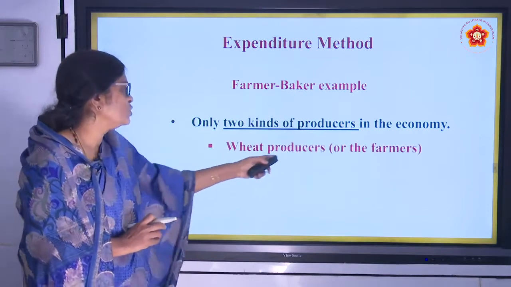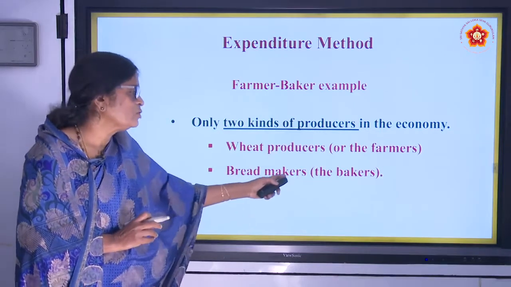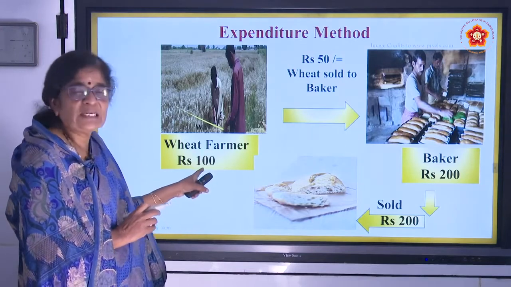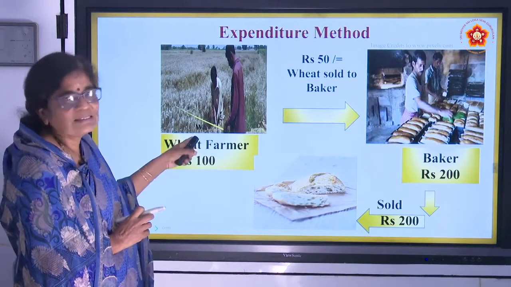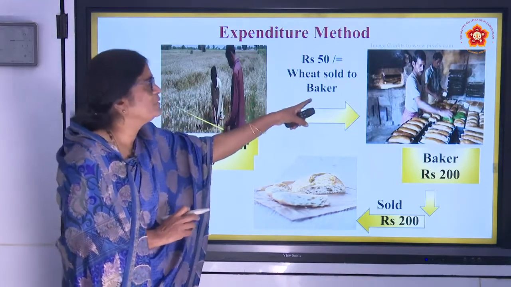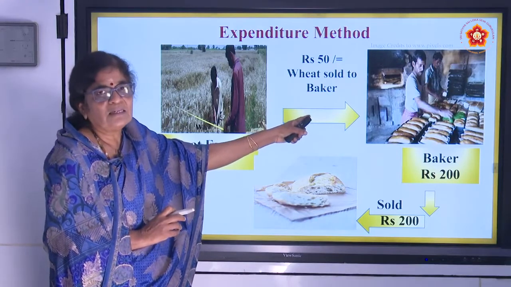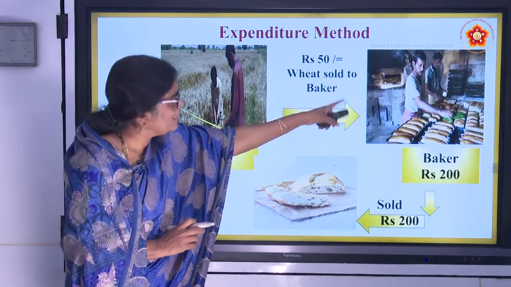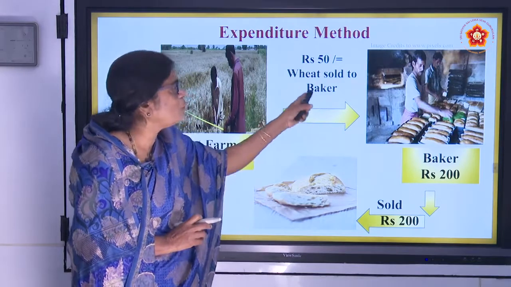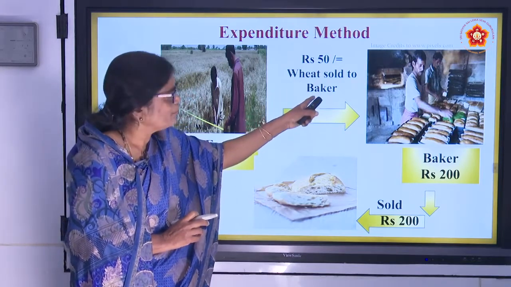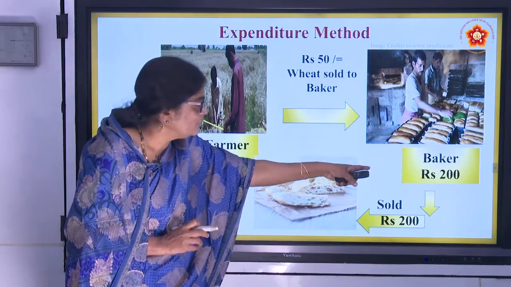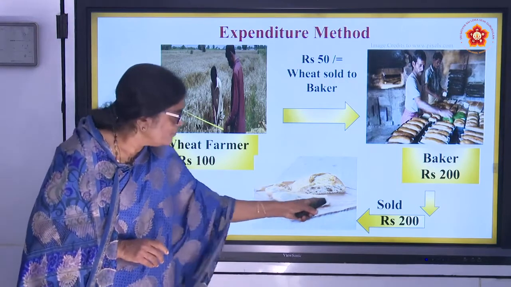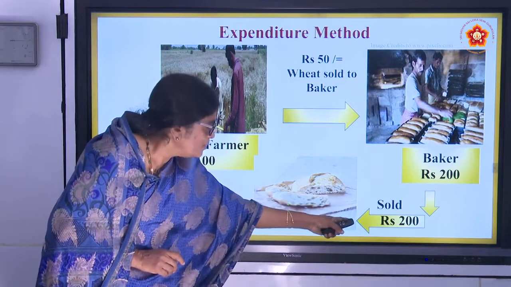Here, we consider wheat producers, the farmers, and bread makers, or bakers. The wheat farmer is producing 100 rupees worth of wheat, and he sells 50 rupees worth of wheat to the baker. Then what does the baker do? As we studied in our product method, adding value, he uses this 50 rupees worth of wheat completely and converts it into bread worth 200. After that, he sells it to the consumers. The worth of the consumption sale is 200.